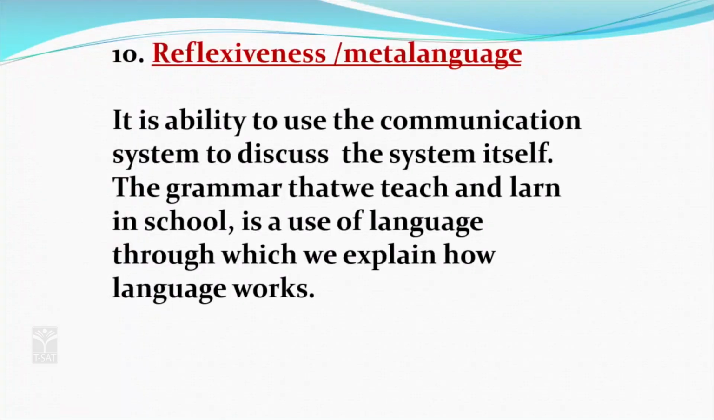It is the ability to use the communication system to discuss the system itself. We are all much aware of grammar books. So what do grammar books do? Grammar books give us explicit information about language, and there we use language to describe or to talk about language itself, which is called metalanguage.